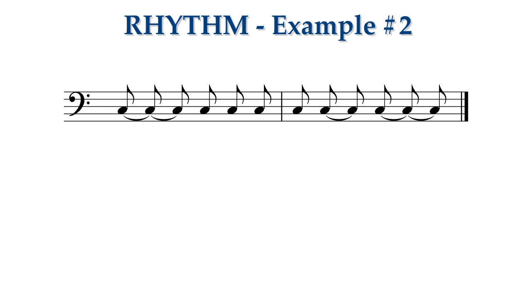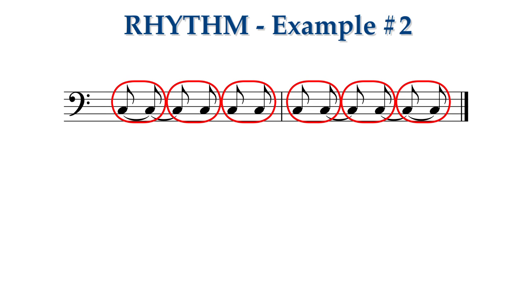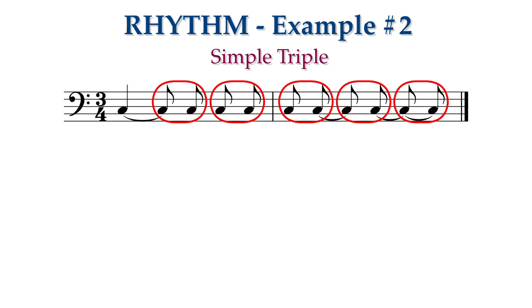Let's look at one more example. Let's bracket our eighth notes into groups of 2 and write this into a simple triple rhythm in 3/4 time. The first 2 eighth notes combine into a quarter note.